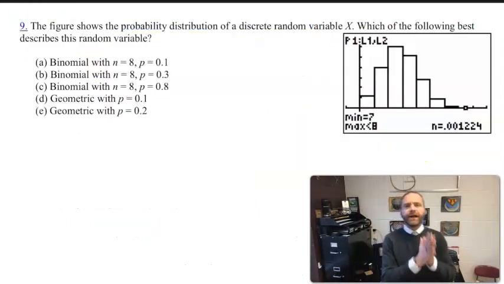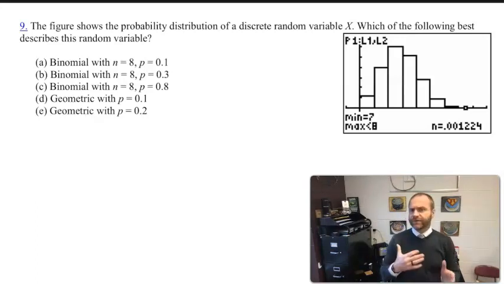You can see we're given a graph. This figure shows a probability distribution. We don't know which type. It's a discrete random variable. Which of the following best describes this random variable? Is it binomial or geometric? That's the difference between choices A through C, D, and E. And then, if so, what's the probability? And what's the number of trials?